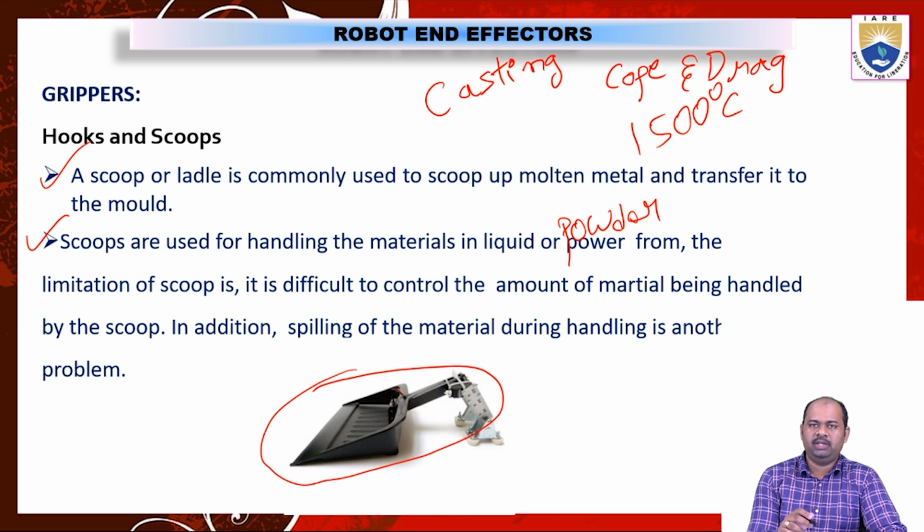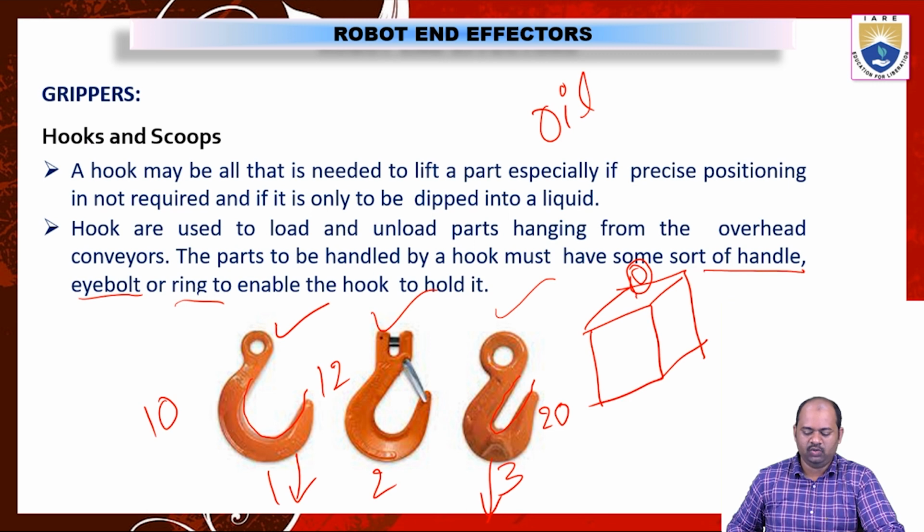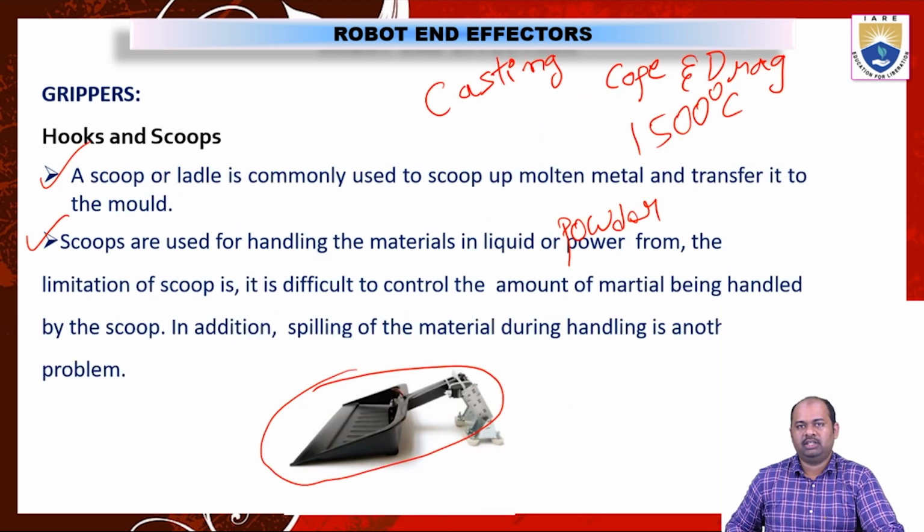Now, these are the two types of grippers which are being used in the industry. As we have seen, these are the hooks which are connected to the end effector, and this is a scoop which is connected for carrying the molten metal or powder forms from one place to another place.